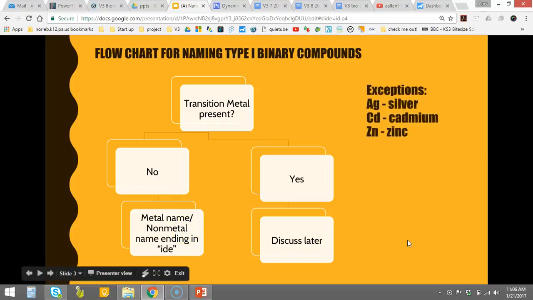There are a couple exceptions to the transition metal rules that we're about to learn. The elements silver, cadmium, and zinc. These follow your type 1 rules, even though they are found in the transition metal area of the periodic table.